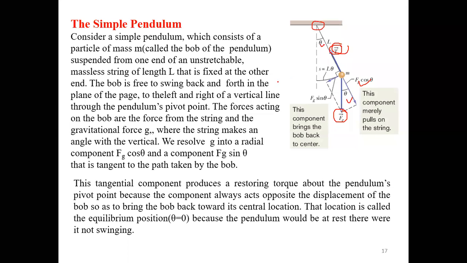The tangential component produces a restoring torque about the pendulum's pivot point because the component always acts opposite to the displacement of the bob, so as to bring the bob back towards its central location. That location is called the equilibrium position. There theta equals 0 because the pendulum would be at rest, not swinging.